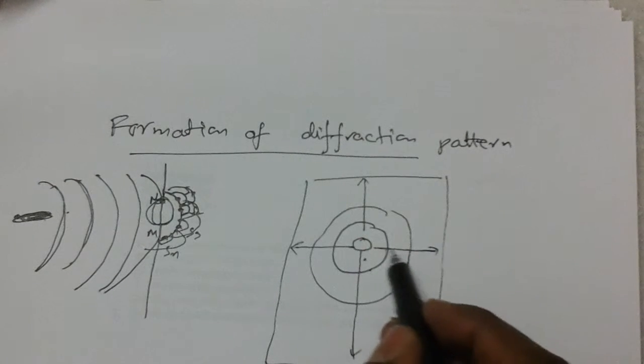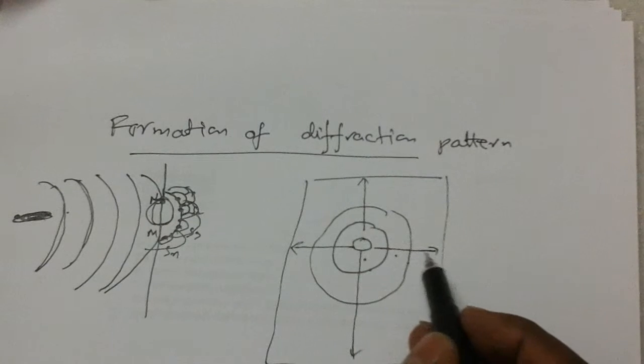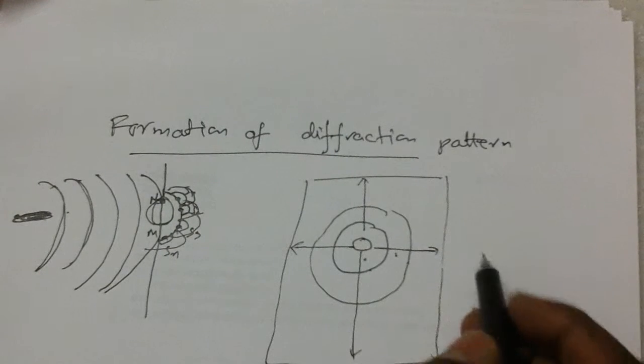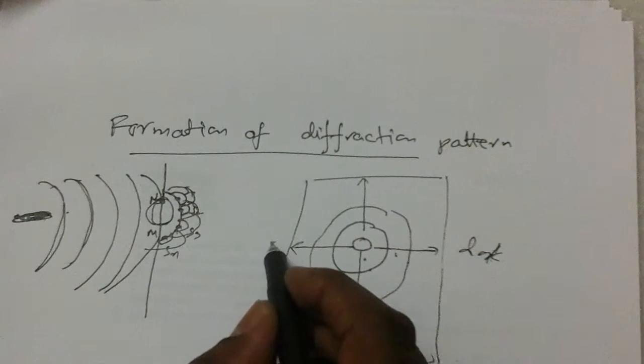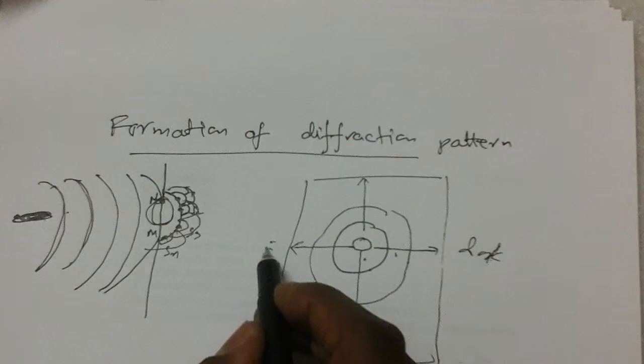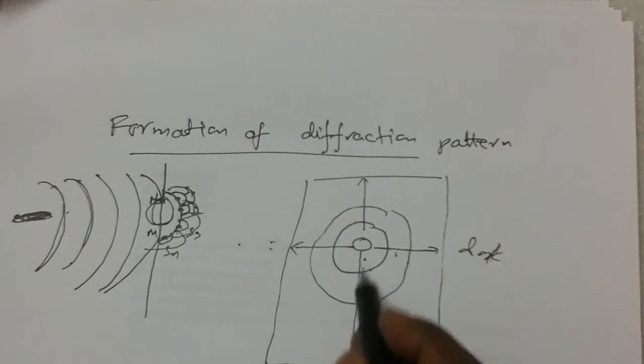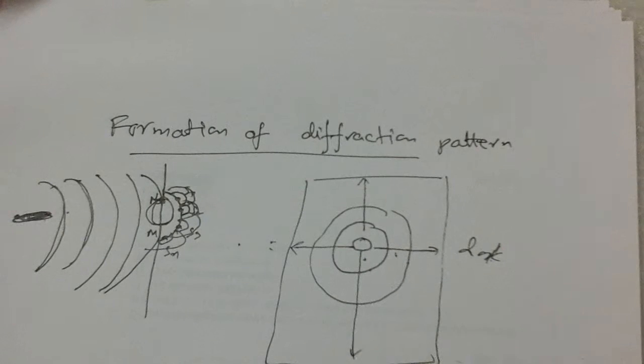Means if you go this side, up to a certain extent bright and dark fringes exist. The bright fringe intensity gradually decreases and finally becomes dark. If you go this side, again the intensity decreases and finally becomes dark. Going down also the intensity decreases, finally becomes dark. Top also the same. This is the actual formation of diffraction and the diffraction pattern explanation.